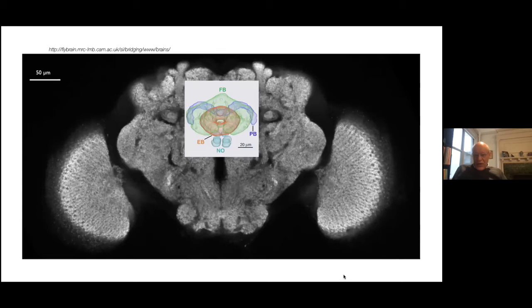The donut that you saw there is called the ellipsoid body. Behind it is this large fan-shaped body. That'll be important more for Monday's lecture. But today we'll also talk about this protocerebral bridge in blue, the kind of arched shaped thing. And the noduli down at the bottom will come up a little bit again in Monday's lecture. So those are the structures. You can't see them all in this picture because they're at different depths in the brain, and this is just one slice, but I'll show them to you as we go along and introduce you to both their structure and their function.